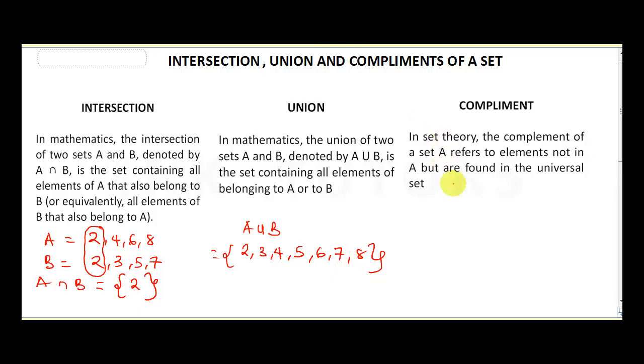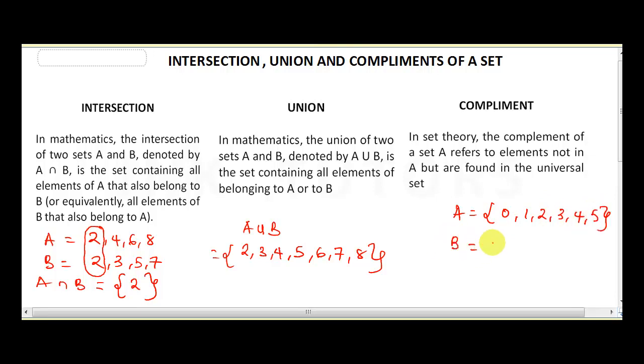So let's assume A includes 0, 1, 2, 3, 4, and 5, and let's say B is now 2 and 4. So we want to look for B complement. As you can see, B is a subset of A because all the elements that are in B can be found in A. So A is the parent set, B is the child set.